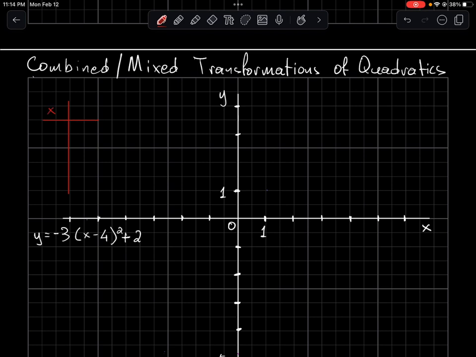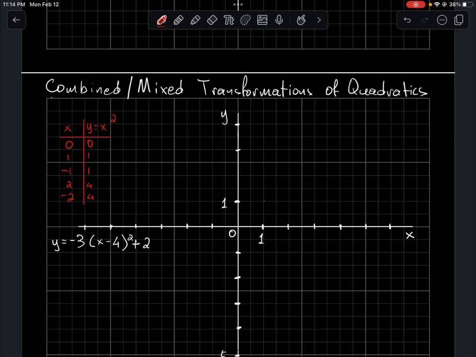And the parent quadratic will have the following chart that we have seen before, so I'm going to go fast here. 0, 1, -1, 2, -2 as input, 0, 1, 1, 4, 4 as output. Let's plot those points. It's going to be 0, 0, 1, 1, etc. That's the 0, 0, 1, 1, and it's symmetric about the vertical axis. -1, 1, 2, 4.